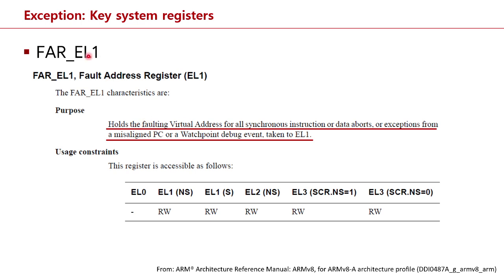So this register holds the faulting virtual address for a synchronous instruction or data abort, or exception from a misaligned PC, or watchpoint debug event. But that is taken to exception level 1. This means that if the exception is only taken to exception level 1, then this register is updated. In other words, if the exception is taken to exception level 2, the FAR_EL2 is updated in this case, instead of the FAR_EL1 register. So this has important meaning.